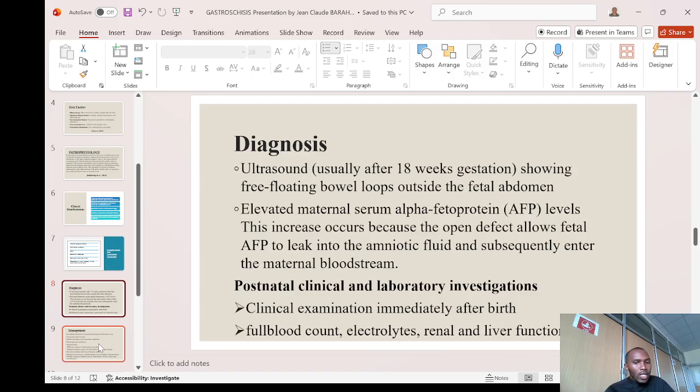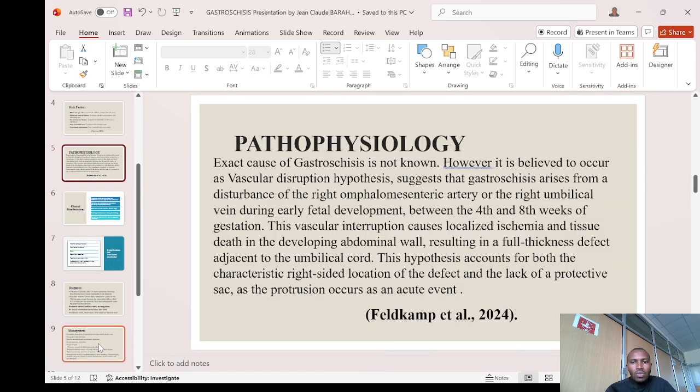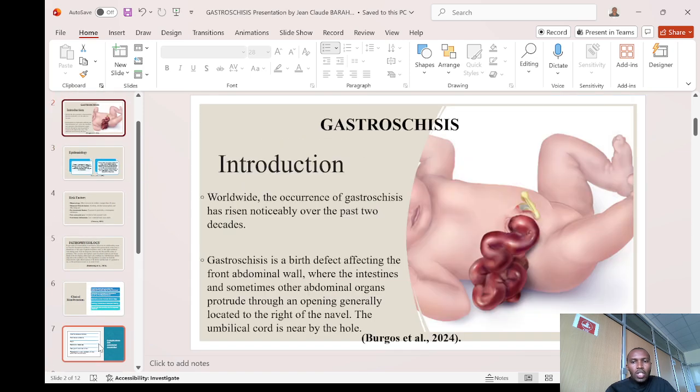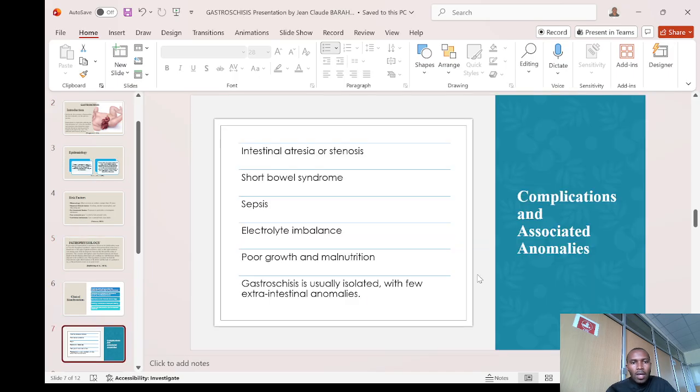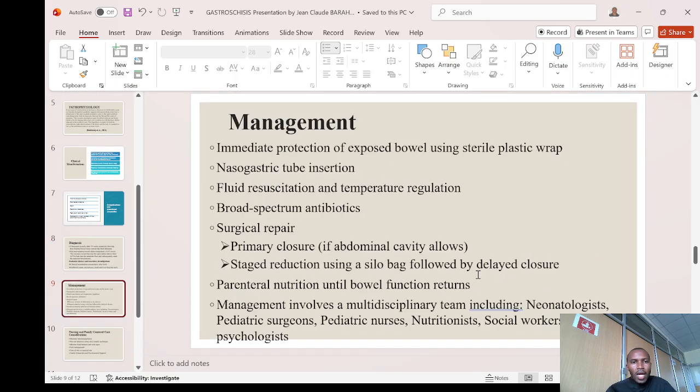Postnatally, you can do a clinical examination and you will easily identify the gastroschisis, as we have shown you in this picture, where the intestine is protruding outside. So without taking much time, let's now go to the management.